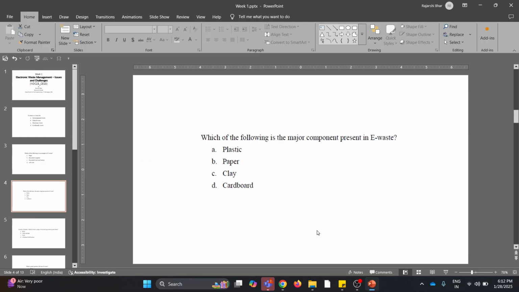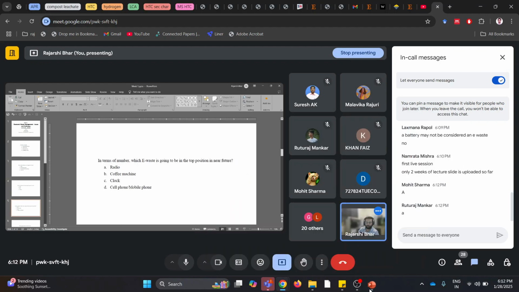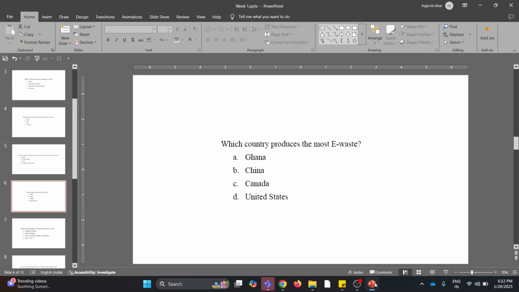Now, next question. In terms of the numbers, which e-waste is going to be the topmost in the near future? Yes, option D is the correct answer. Thank you for your responses. Quickly switching to the next question. Which country produces the most amount of e-waste?